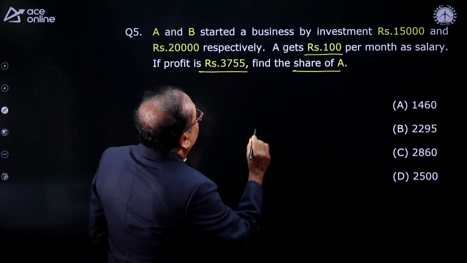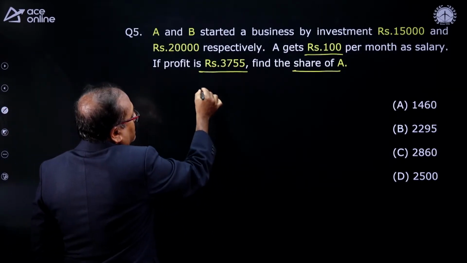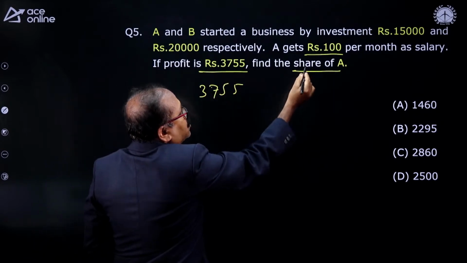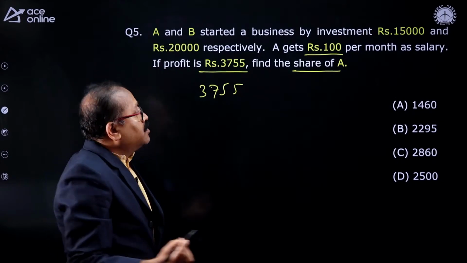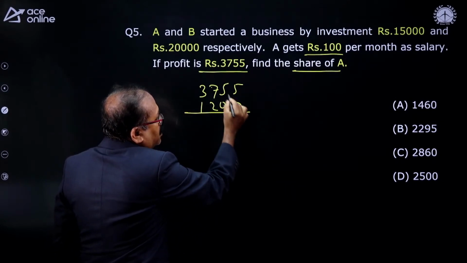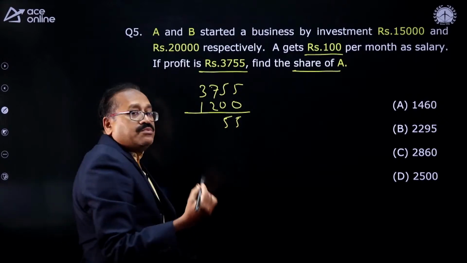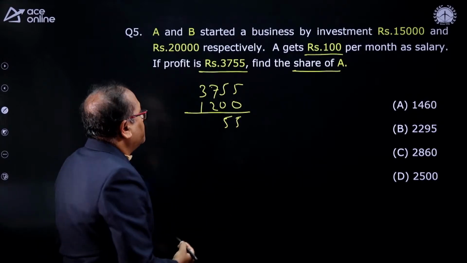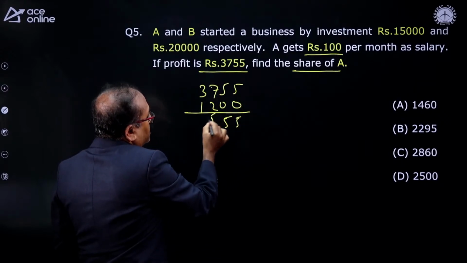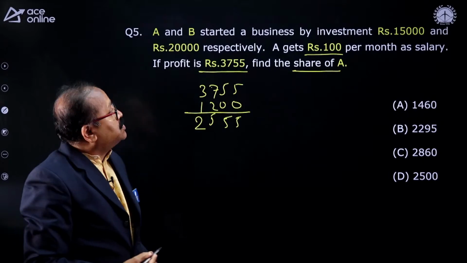Now here the total profit is 3,755. So 100 per month. Then what happens for 12 months? It will be 1200. So take out this 1200 and the remaining will be distributed according to their investment. This money has to be distributed.